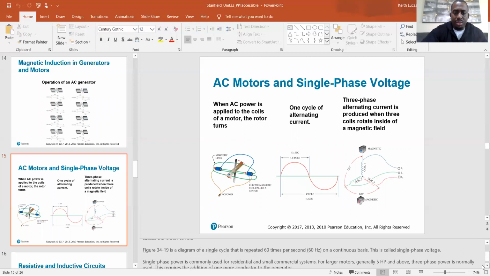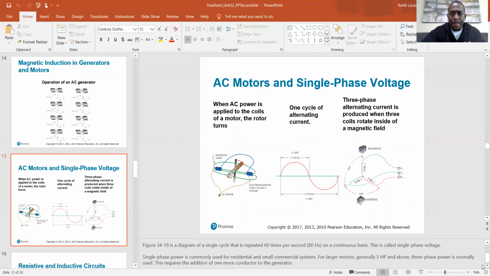Figure 3419 is a diagram of a single cycle that is repeated 60 times per second, or 60 hertz, on a continuous basis. This is called single phase voltage. And single phase power is commonly used for residential and small commercial systems. For larger motors, generally 5 horsepower and above, 3-phase power is normally used. This requires the addition of one more conductor in the generator.